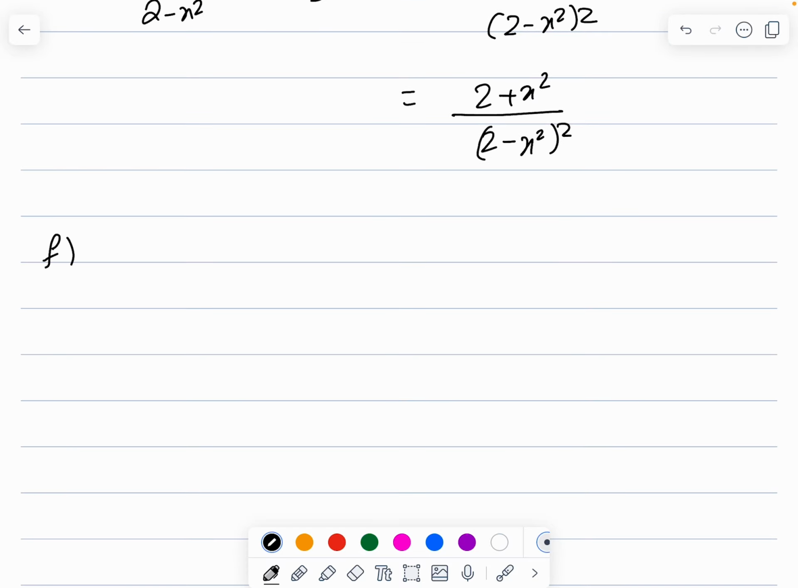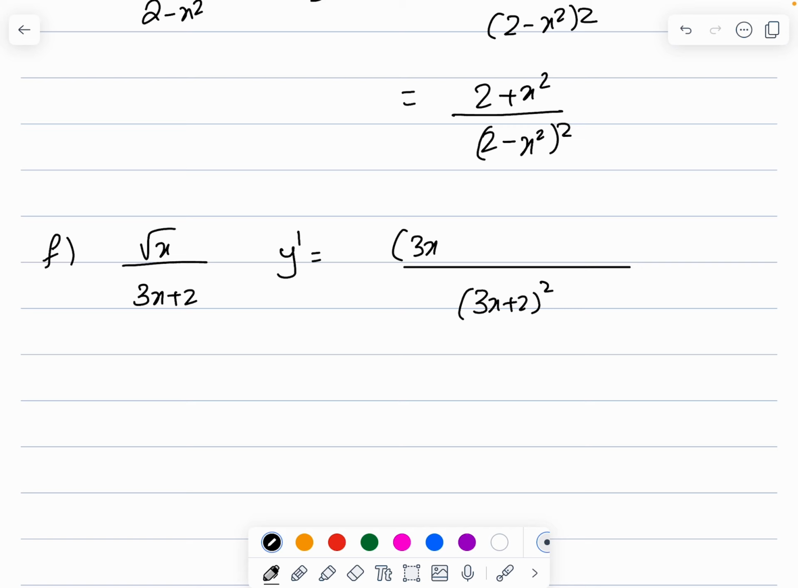Part F, square root of x upon 3x plus 2. Remember, square root of x derivative is 1 upon 2 root x. So y prime equals (3x plus 2)^2 in the denominator, with 3x plus 2 times the derivative of square root of x, which is 1 upon 2 root x, minus root x as it is, times the derivative of 3x plus 2, which is 3.